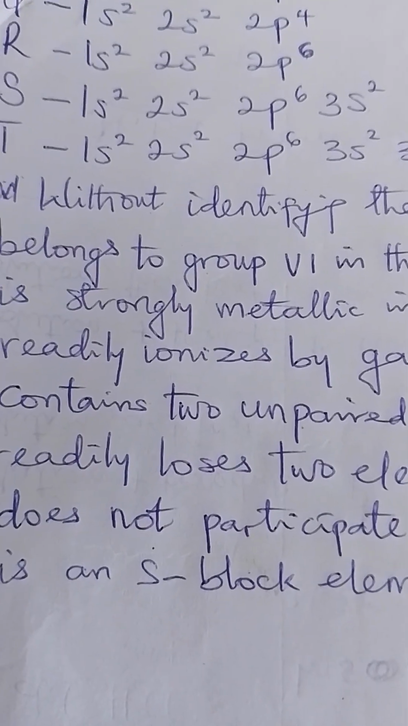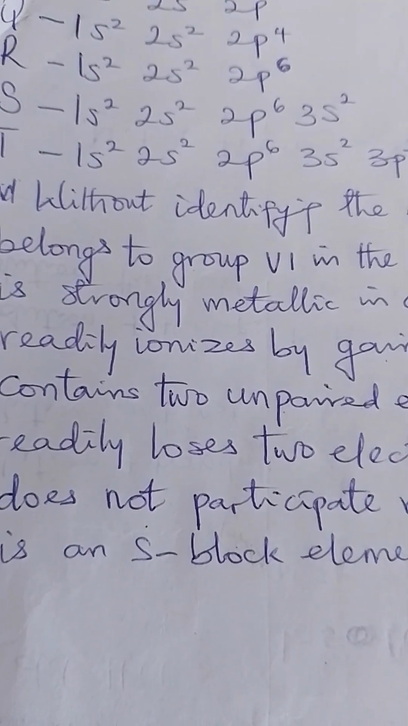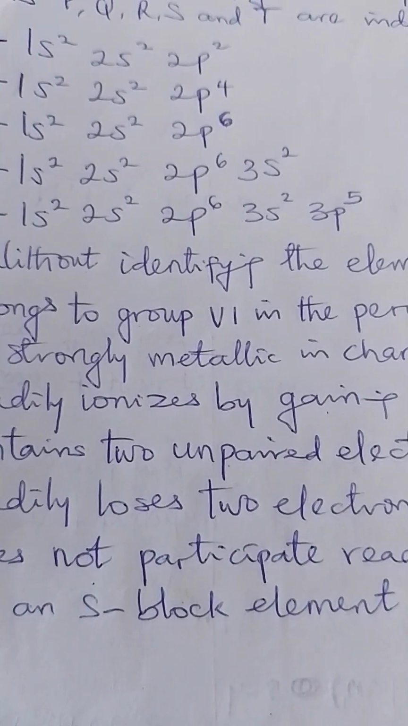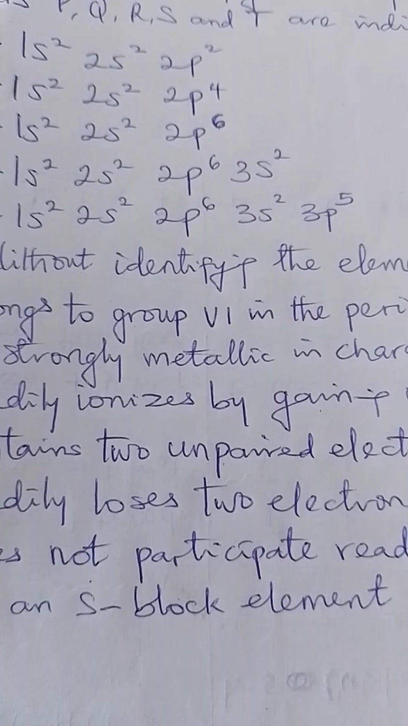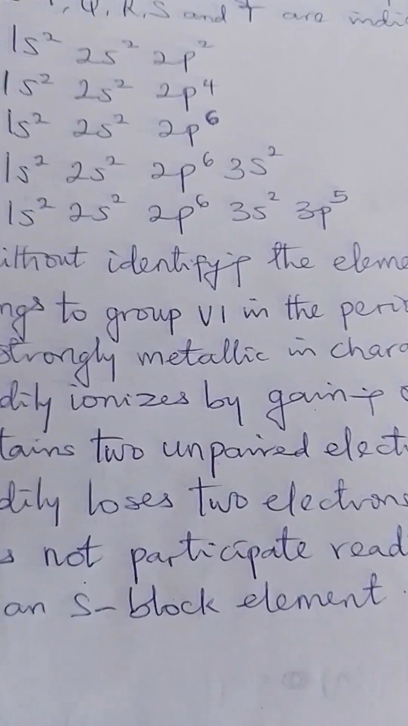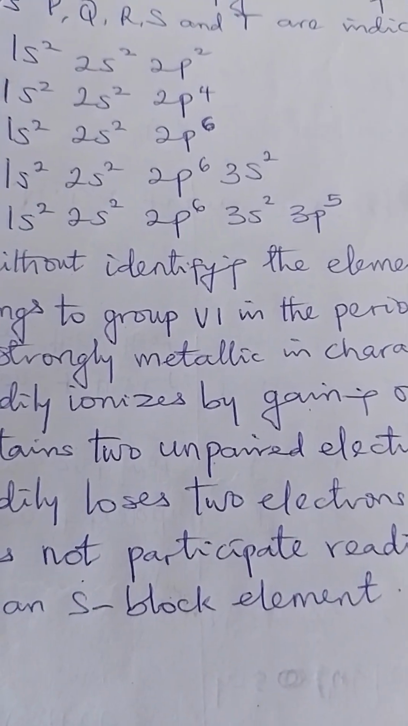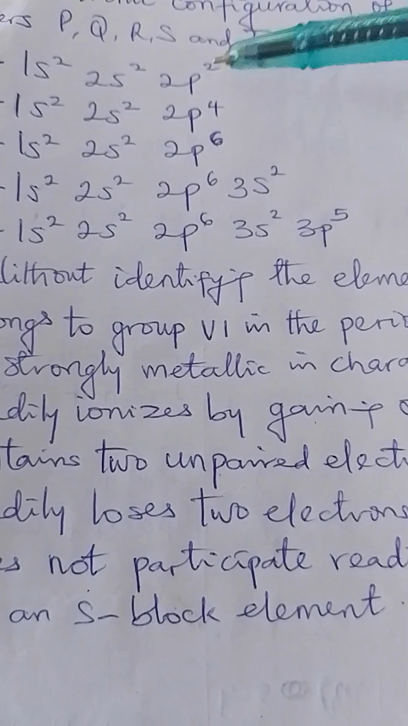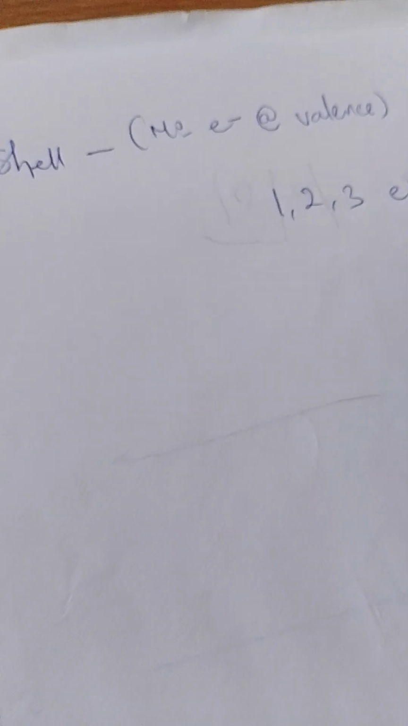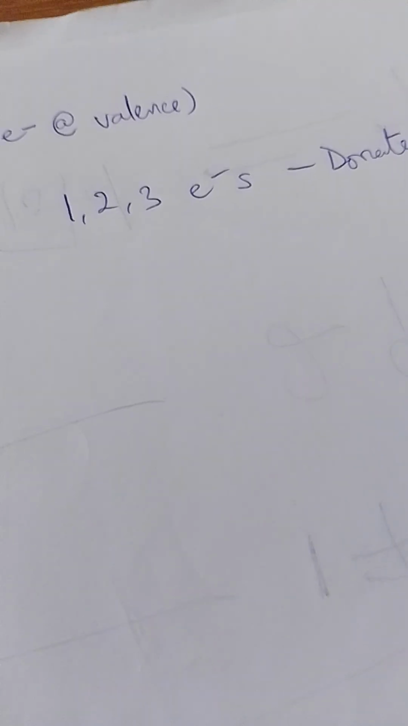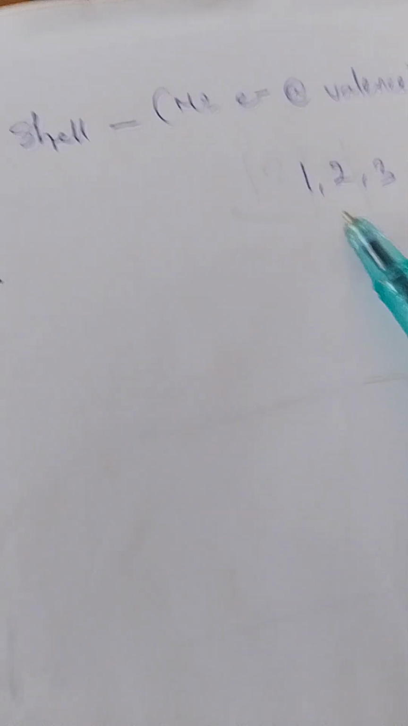Now, what are the characteristics of metals? One, they ionize, and when they ionize they form positive ions. All right, and they readily donate electrons. So which of these do you think will donate electrons? Remember that elements with 1, 2, and 3 electrons at their valence shell will readily donate. So which of these has 1, 2, or 3 electrons at their valence shell?